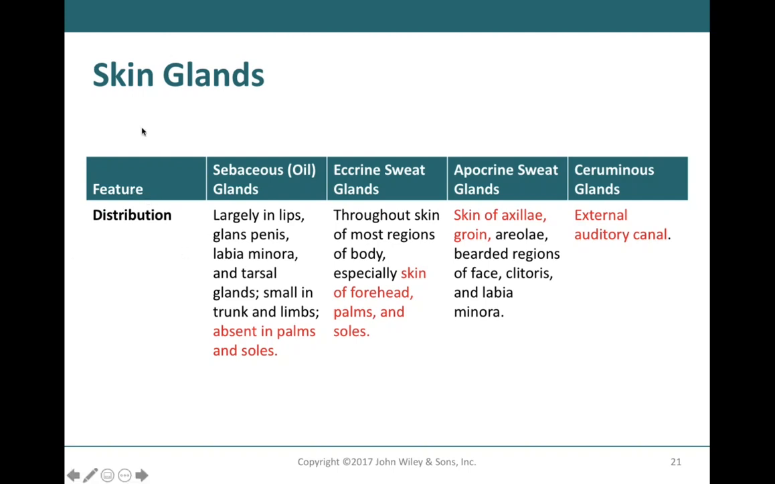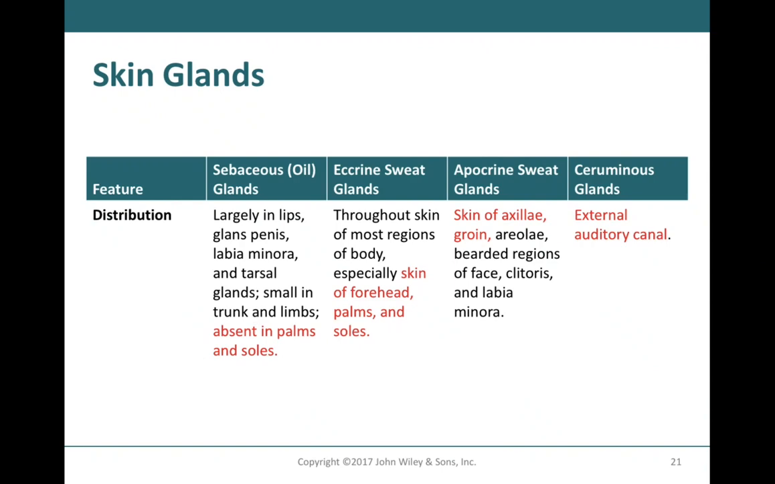So we'll start with the sebaceous glands. The sebaceous glands can be found in several places throughout the body. We can find those in the lips, the head of the penis, and the labia minora. However, what I really want you to focus on with these sebaceous glands is the fact that they are absent in palms and soles. We do not find sebaceous glands in our thick skin.